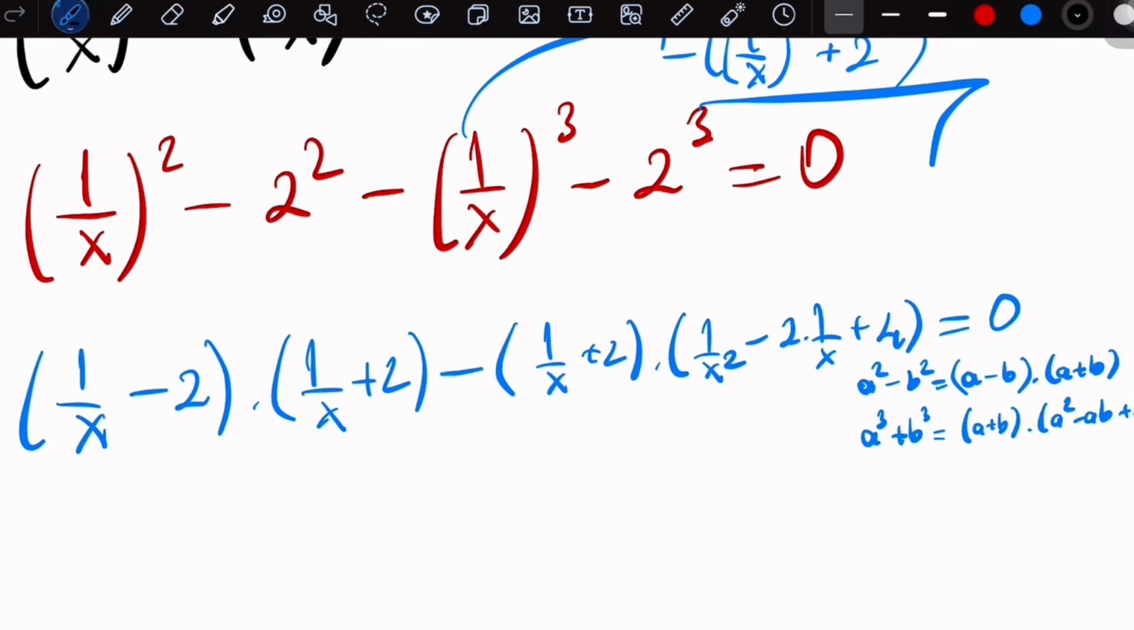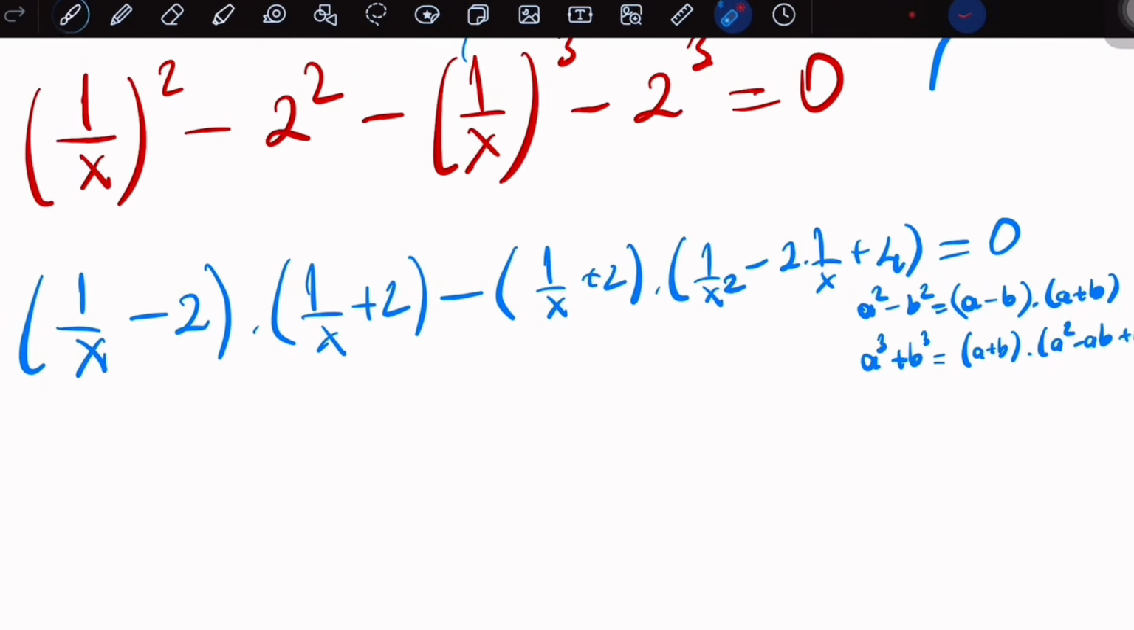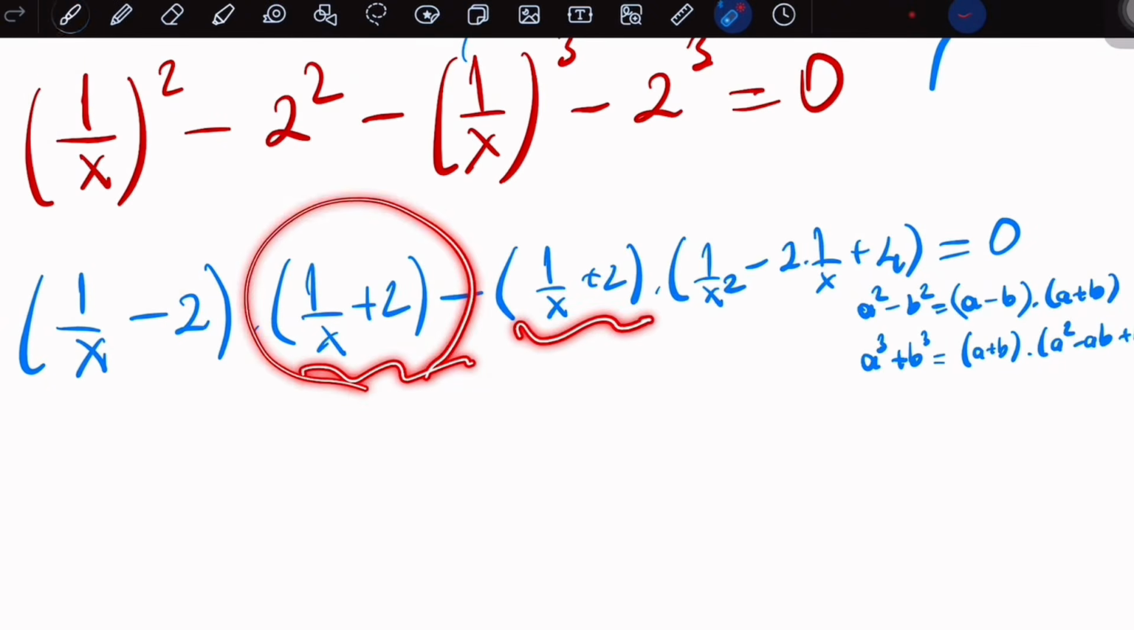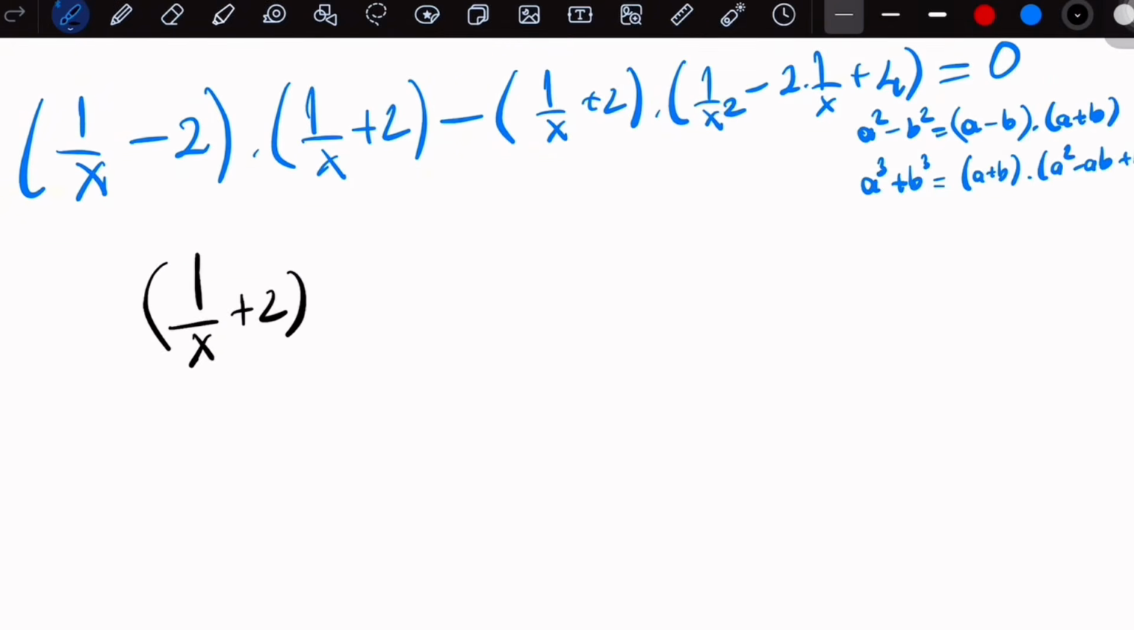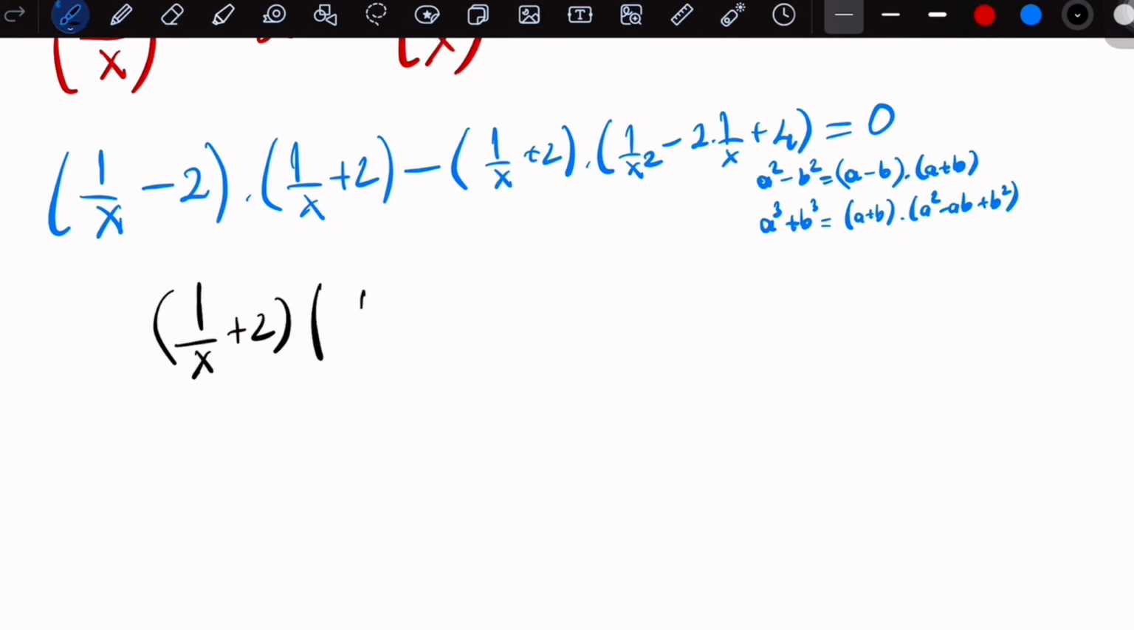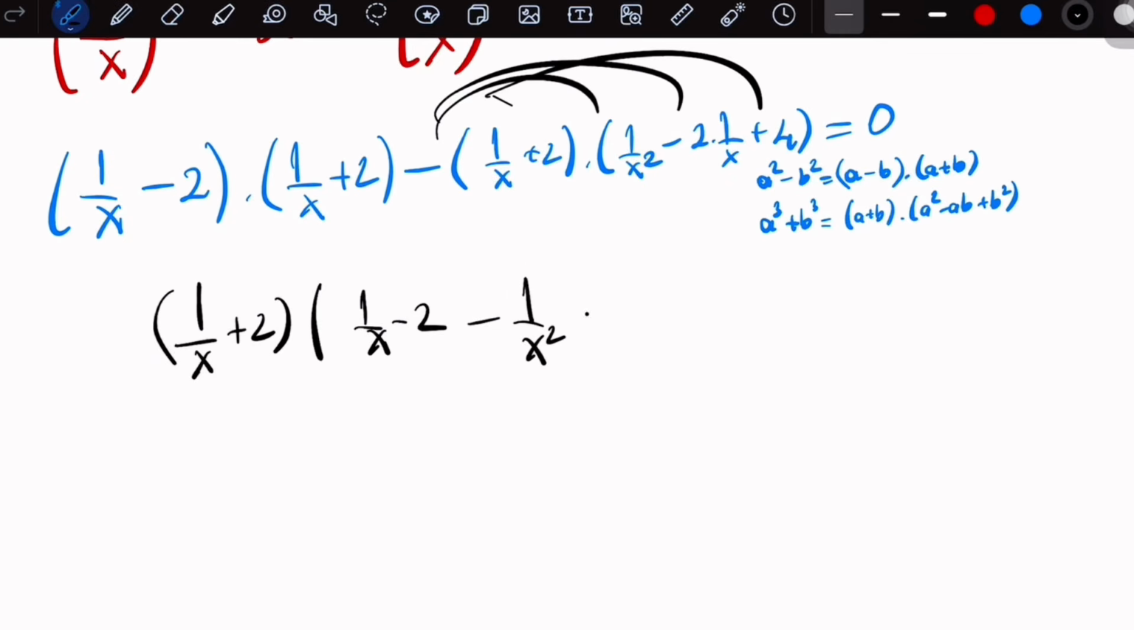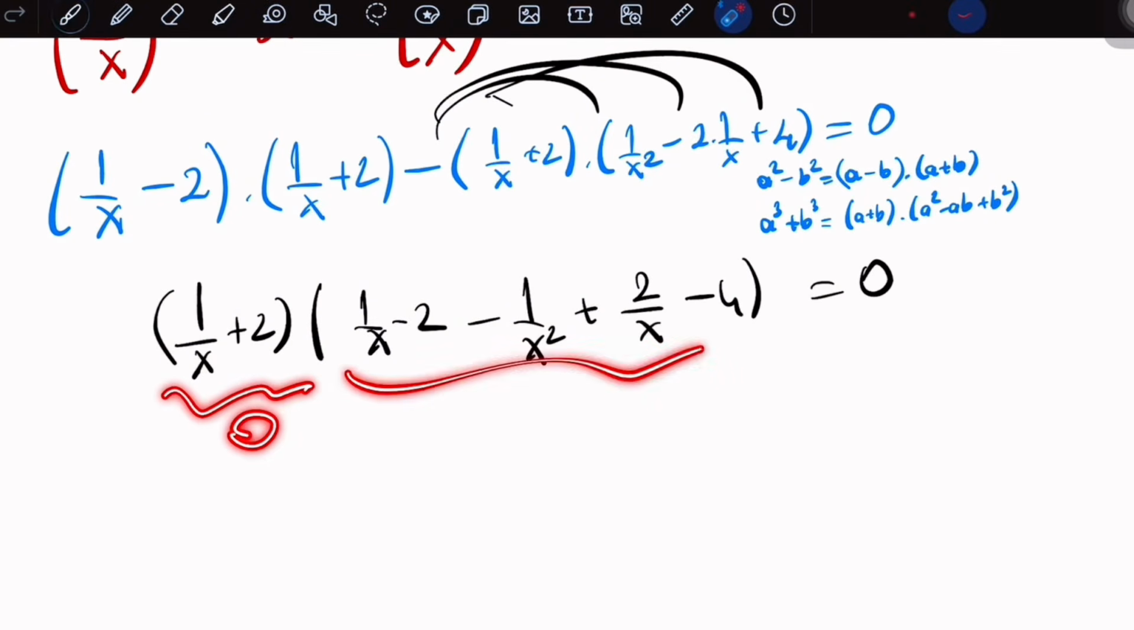Now what can I do next if you pay attention? The expression here and the expression here too, the algebraic expression is common. Then we just have them, 1 over x plus 2. Let's try to get the bracket. 1 over x plus 2. Like this. What came from here? 1 over x minus 2. What will come from here? We have to go by distributing. By the way, 1 over x squared minus ... 1 plus 2 over x minus 4 is equal to 0. Or this should be 0, or we know that this expression should be 0.